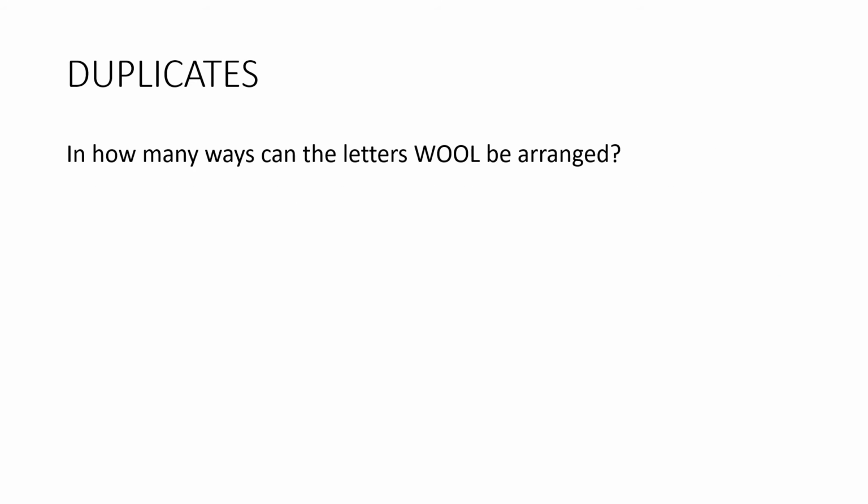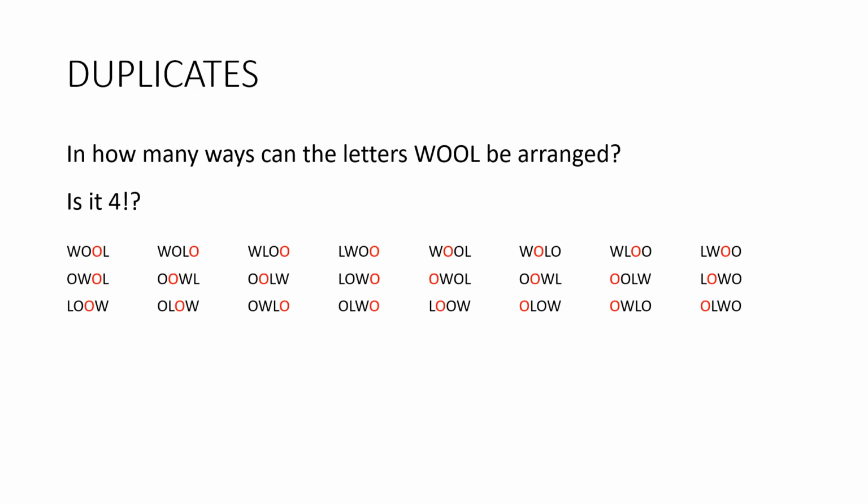Let's move on to duplicates. In how many ways can the letters wool be arranged? Now at first glance it might seem like there's 4 factorial, 4 times 3 times 2 times 1. But if I actually list them all out, you'll see that we've got duplicates. This word here is actually the same as this one. I've coloured one of the O's a different colour so you can see, but in reality the O's are identical. So we've got twice as many arrangements as we need.